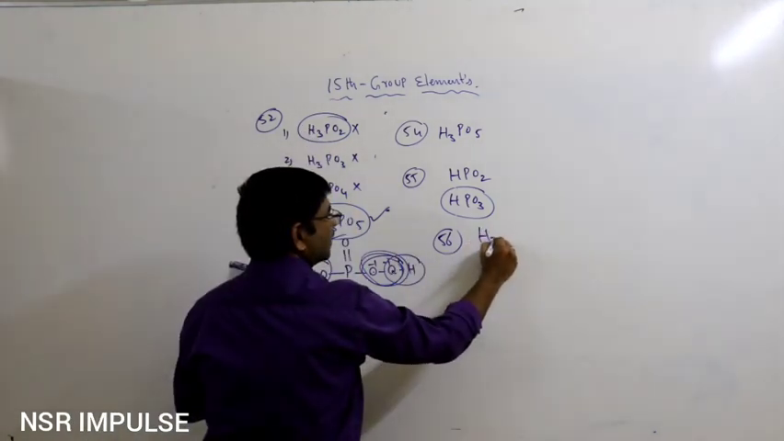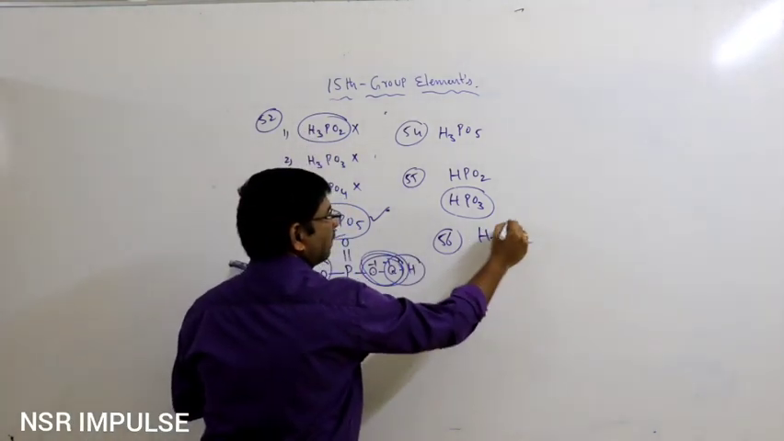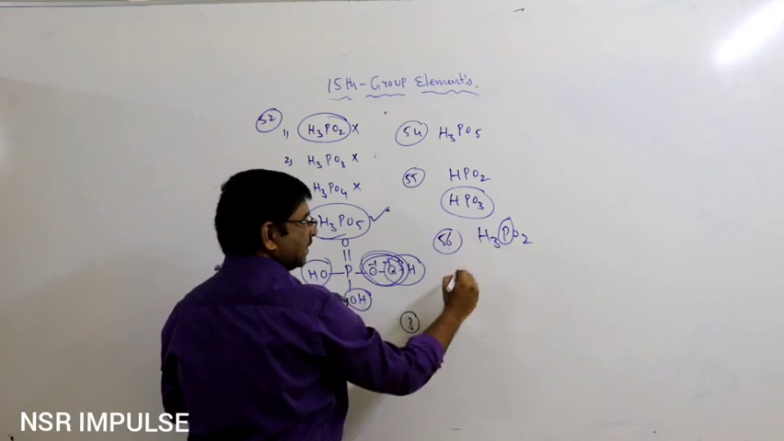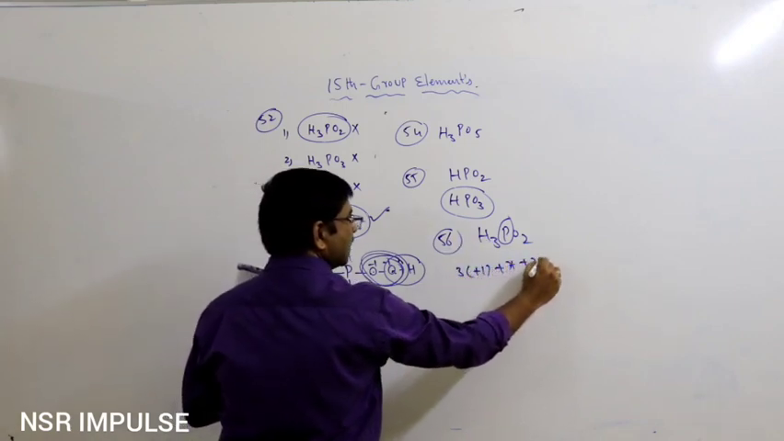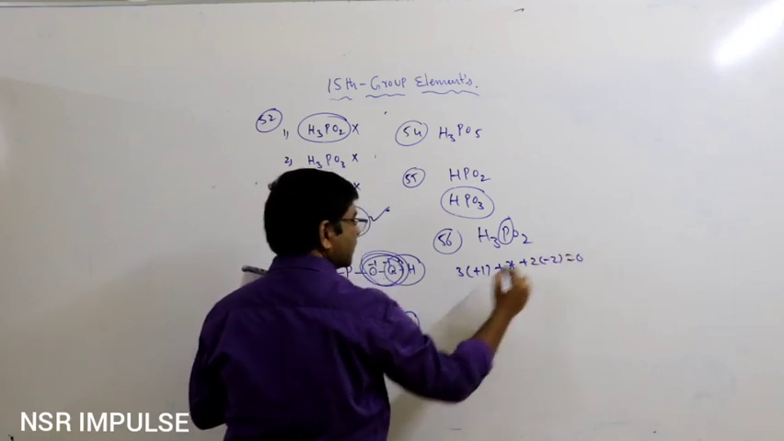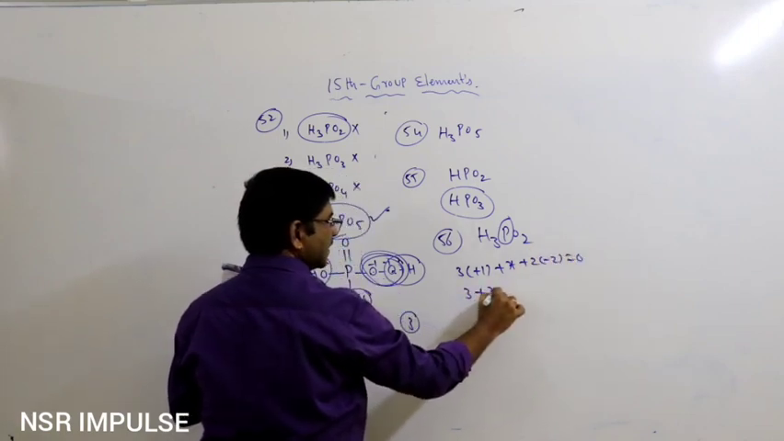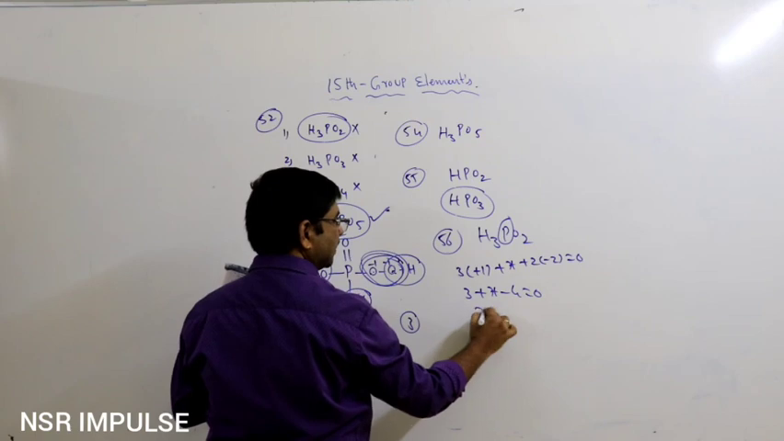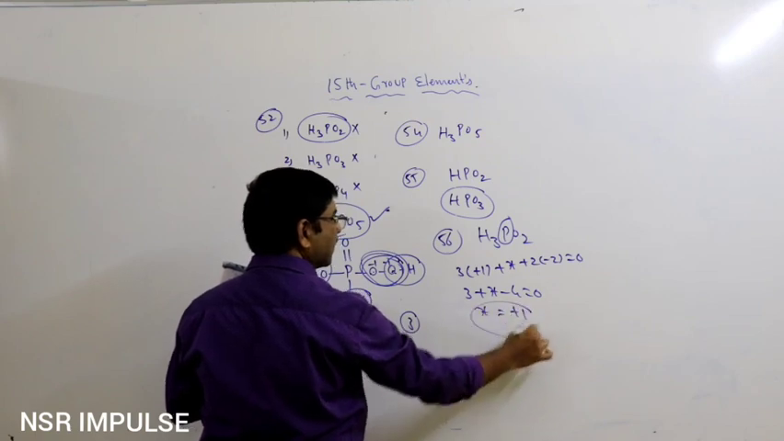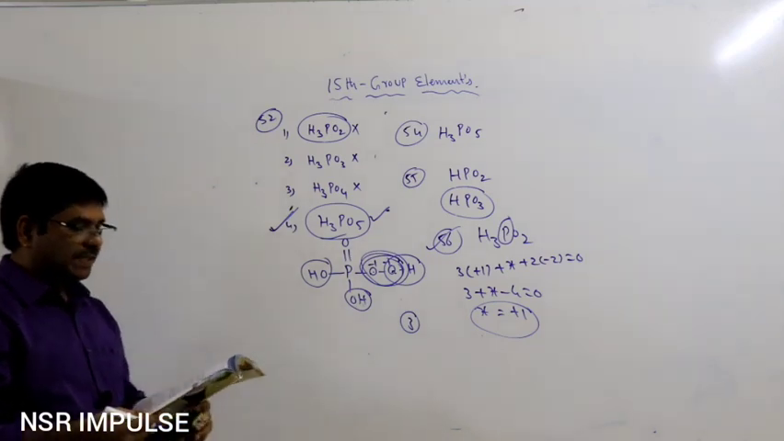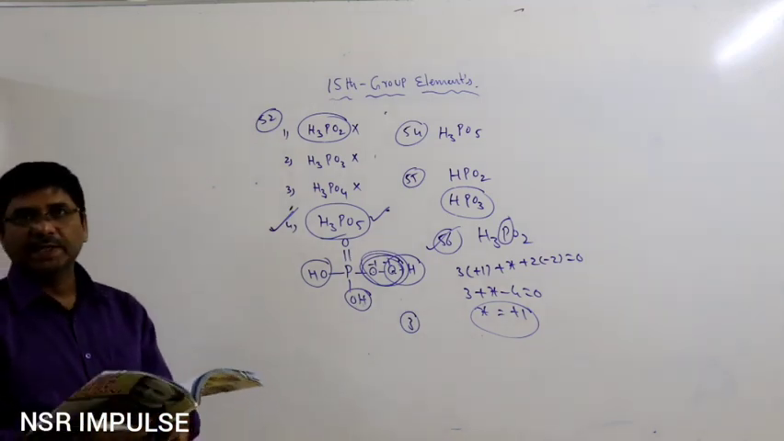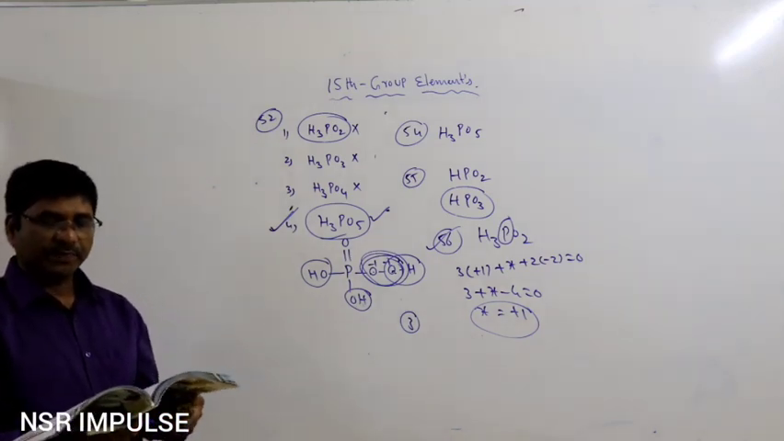Check it. H3PO2. Phosphorus oxidation number. 3 into hydrogen +1 we know. Phosphorus X. 2 into oxygen -2 is equal to 0. 3 plus X minus 4 is equal to 0. X is equal to +1. So in question 56, the +1 oxidation state is possible in H3PO2.